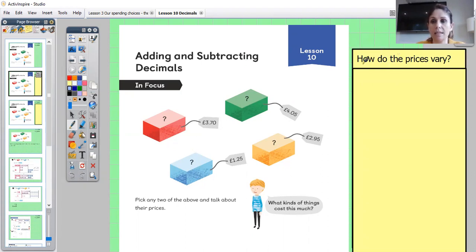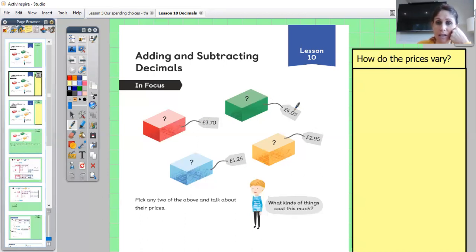So my first question is, how do the prices vary? Well, they're not all the same. When we're talking about things varying, we're talking about how they are different. If I look at this, I can see that for each of my amounts, they've got a different amount of ones. This is £1 in this one, 2 whole pounds in this one, 3 whole pounds in this one, and 4 whole pounds in this one.